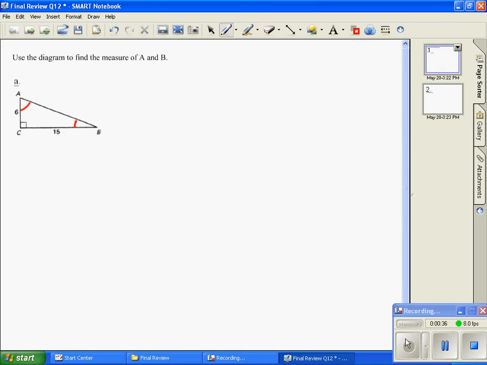With respect to angle A, you can see that the 15 is opposite and the 6 is adjacent. So let's write SOHCAHTOA. We see that the one trig function that has opposite and adjacent is the tangent. So we're going to use that right now. Tangent of the angle A equals opposite over adjacent.